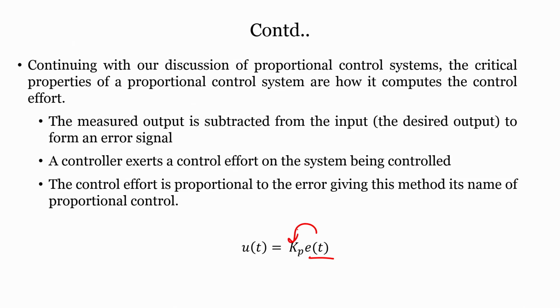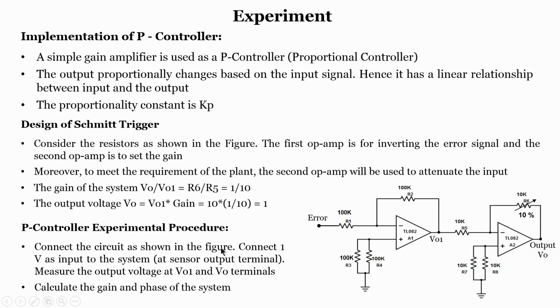If the error is higher, higher input will be given as an input to the plant. If the error is smaller, smaller input voltage will be given as an input to the plant, right. So, that means we require to use a simple gain amplifier, right. So, if you see, this is a simple gain amplifier that we are using.